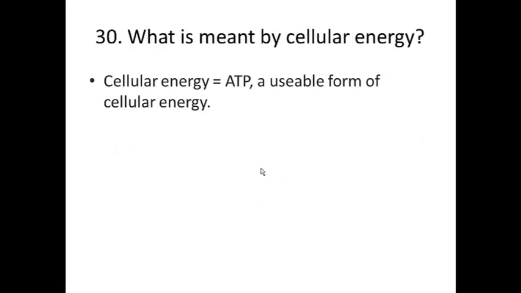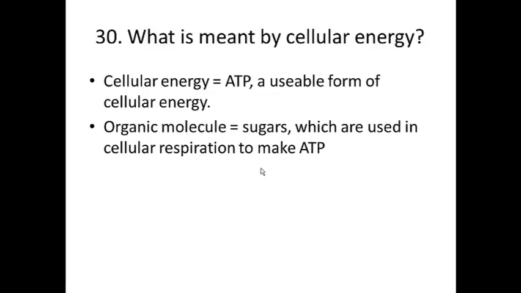What is meant by cellular energy? So cellular energy is ATP, which is just a usable form of energy for the cell. Pure glucose is not something that the cell can use. It needs to take that energy and convert it into ATP whenever it needs energy. The organic molecule would be sugars, which are used in cellular respiration to make the ATP.